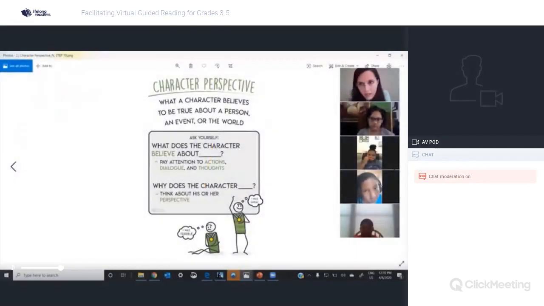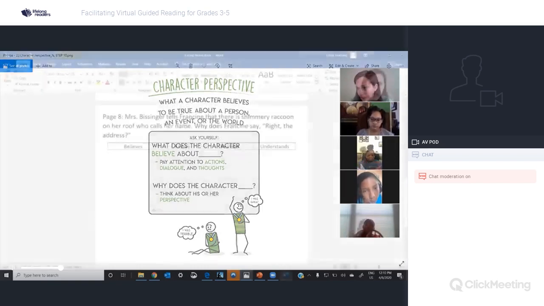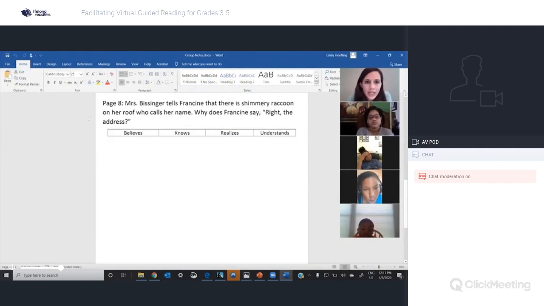Okay, character perspective. We talked about it yesterday. What a character believes to be true. It doesn't have to be true, but the character believes it is true, right? And so we're going to be asking ourselves that. What does the character believe to be true? And we have to find evidence. And this is our question for today.